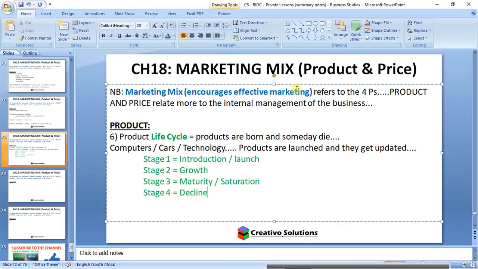So products get launched, products then grow, they gain popularity. At some point in time, the market becomes mature. Everybody's got them. And then they become obsolete or they lose their appeal. Stage 4 is where we start declining, because maybe something else comes out. That's why they talk about competition. If somebody brings out a better product, then there'll be a decline of that product or the other products. And that's the life cycle.